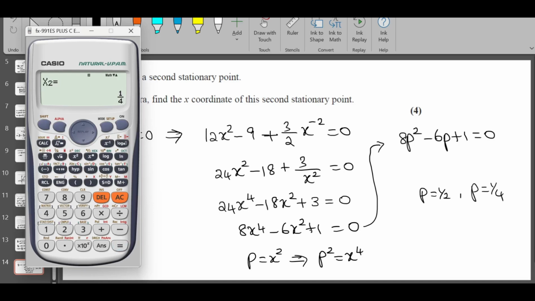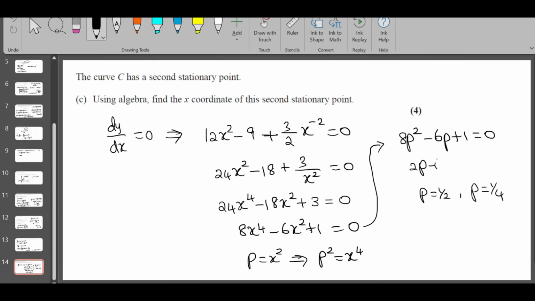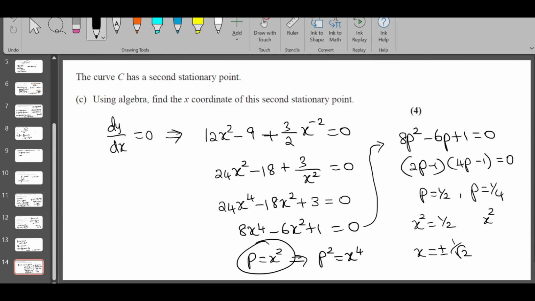So it's going to be 2p minus 1 times 4p minus 1 is equal to 0. Replace p back with x squared. x squared is 1 over 2, so x is plus or minus 1 over square root of 2. x squared is 1 over 4, so x is plus or minus 1 over 2.